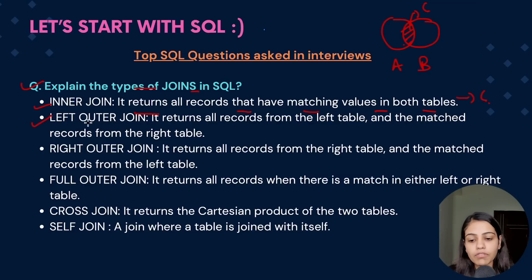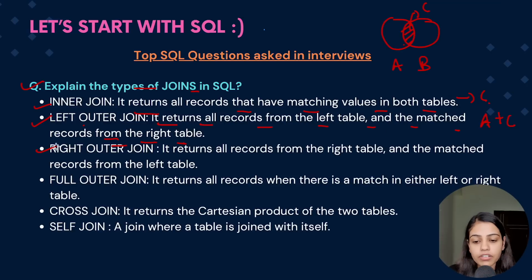Now coming to left outer join. So left outer join returns all the records from the left table and the matched records from the right table. So it will return all the records which are present in the left table, that is A, and it will return the matched records from the left as well as right table, that is C.